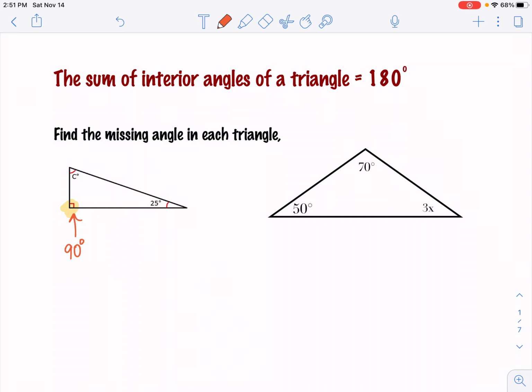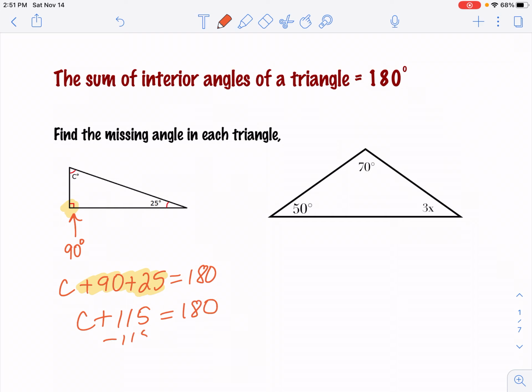So in this triangle, I can set all my angles equal to 180 degrees. So I have angle C plus 90 degrees plus 25 degrees is equal to 180. Then I can use my previous skills of solving an equation by combining like terms of both numbers. So I have C plus 115 equals 180, and then using inverse operations to solve out for that missing angle, I will discover that missing angle C is equal to 65 degrees.